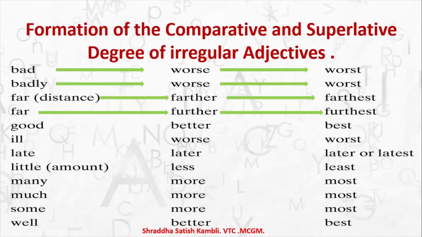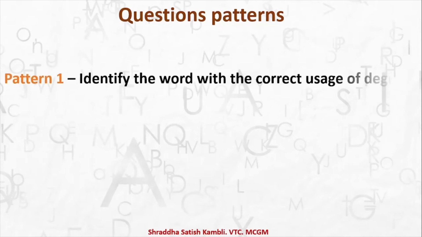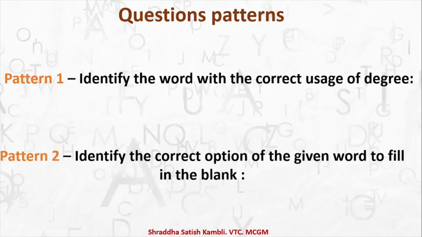Okay children, now we will move on to the part of the lesson where we try and solve certain questions based on the patterns that we have. So what are the types of questions that could be asked? There are just two patterns here in this particular lesson. The first one is identify the word with the correct usage of degree. And the second one is identify the correct option of the given word to fill in the blank. So these are the two options, and as usual I will not be explaining the pattern to you. We will look at certain examples so you will understand what the question means.